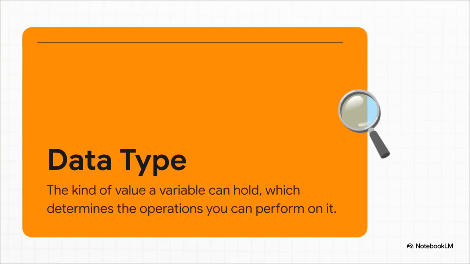And this is the solution. A data type is basically a label, a category that tells Python, hey, this is what kind of information you're looking at. Is it a number? Is it some text? That label sets the rules for what you can and, just as importantly, what you can't do with that piece of data. So it's not just about what the value is, it's about what it can do.